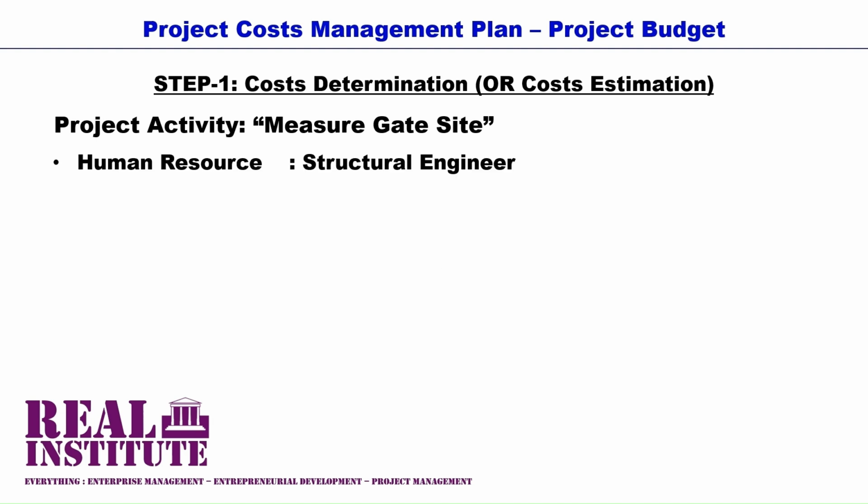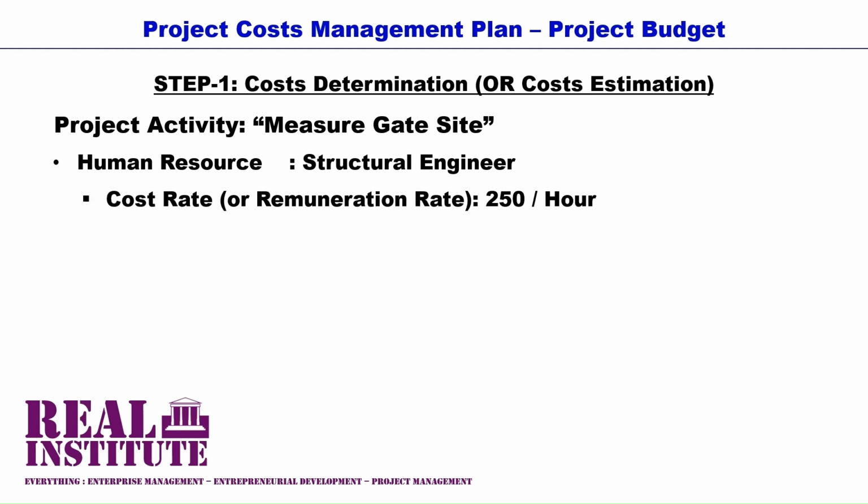If the human resource, who is the structural engineer, commands a professional services fee or rate of $250 per hour, this professional services fee or rate could be in the currency of the place where the project is domiciled. That is, it could be 250 rands per hour, or 250 euros per hour, or $250 per hour, or 250 pounds per hour, or even 250 yen per hour.